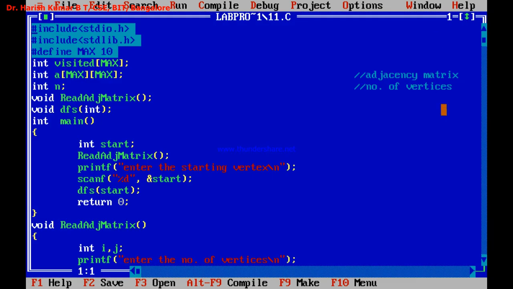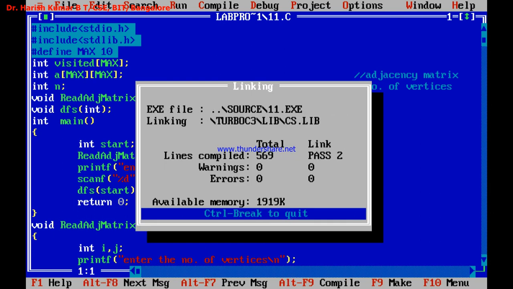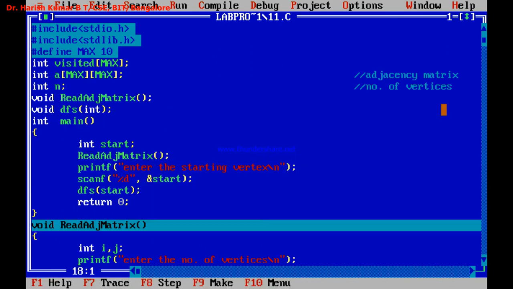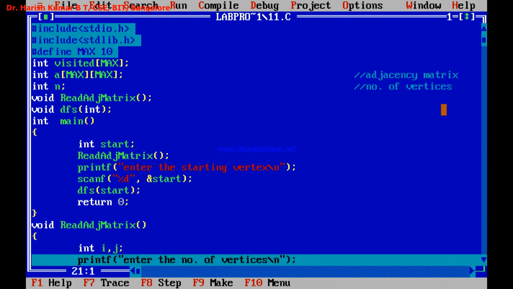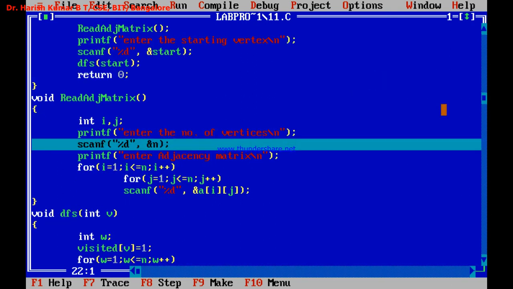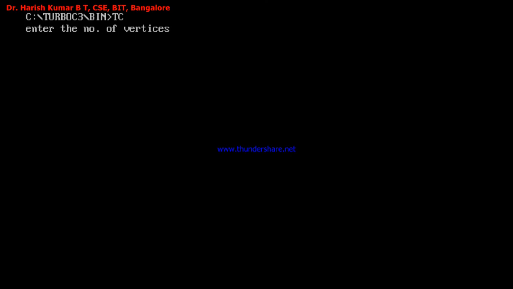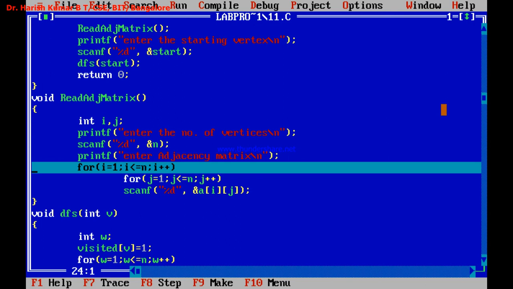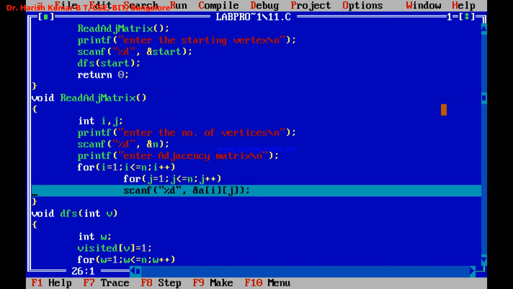Okay, I go for F7 now. So read the adjacency matrix. Can you people see my screen? Yes, sir. Okay. So reading the number of vertices, 5. Can you people just tell me the matrix which I gave you yesterday? Yes, sir. Okay.